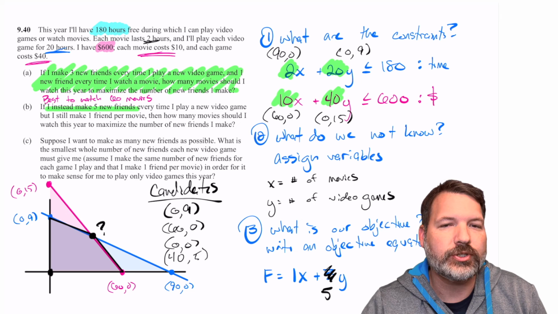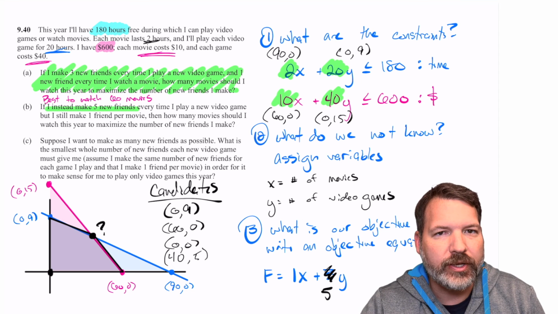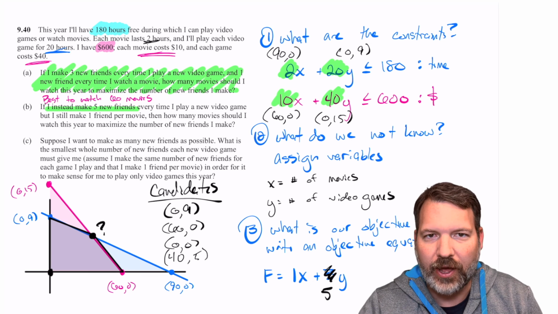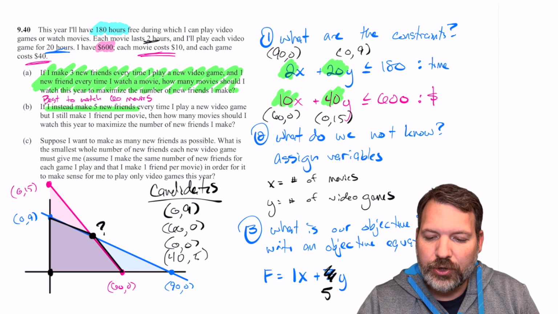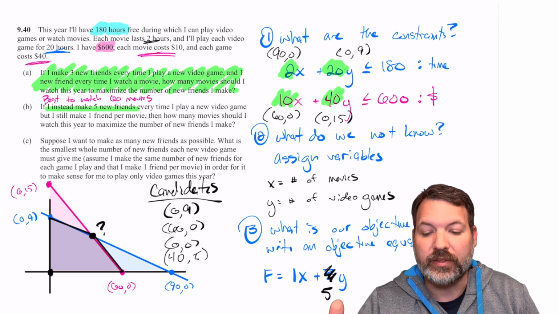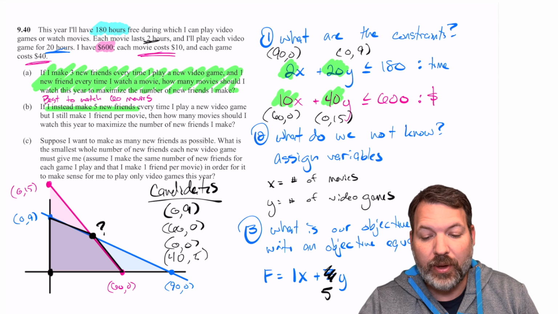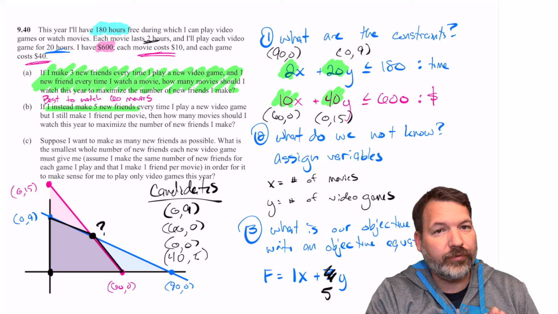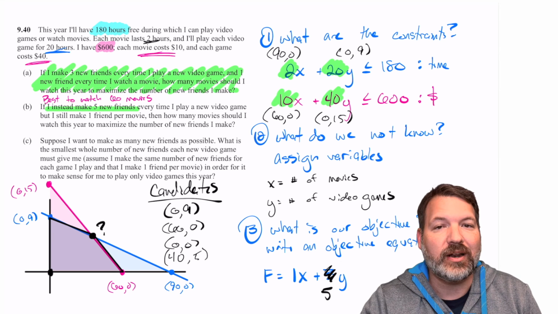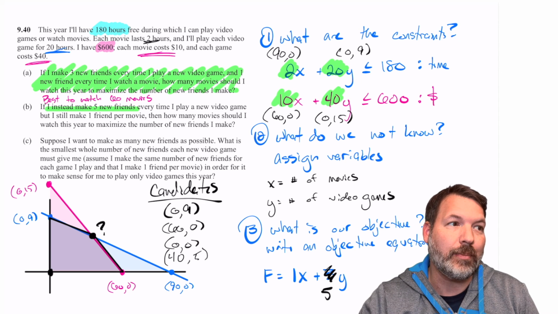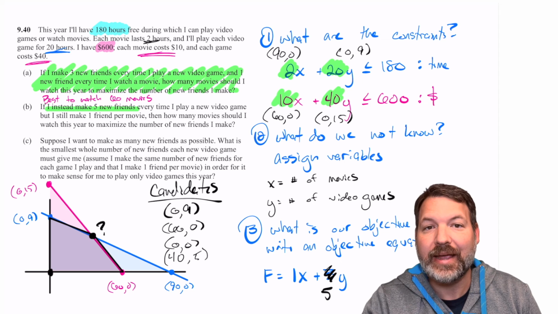One last little question here, part C, very weird question unless you're using something fantastic like the Desmos graphing calculator. Suppose I want to make as many new friends as possible. What is the smallest whole number of new friends each new video game must give me? Assume I make the same number of new friends for each game I play, and that I make 1 friend per movie. So we're basically holding the 1 friend per movie constant, but now instead of necessarily 3 friends per video game or even 5 friends per video game, I get to pick that number. I get to choose the weight.